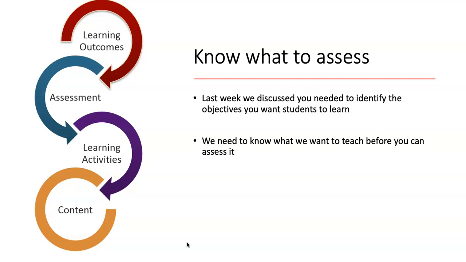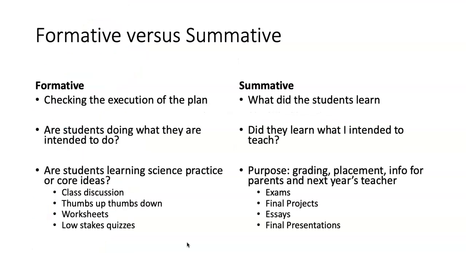So last week we discussed you need to identify the objectives you wanted your students to learn. And we need to know what we want to teach before we can assess it, hence why you pick your learning outcome first. Then we pick our assessment, then you pick your learning activities, and then you pick the content that is going to support your students understanding these concepts. So last week you picked your learning objectives, and this week we're going to start discussing what assessments you can use in your science lesson plans.